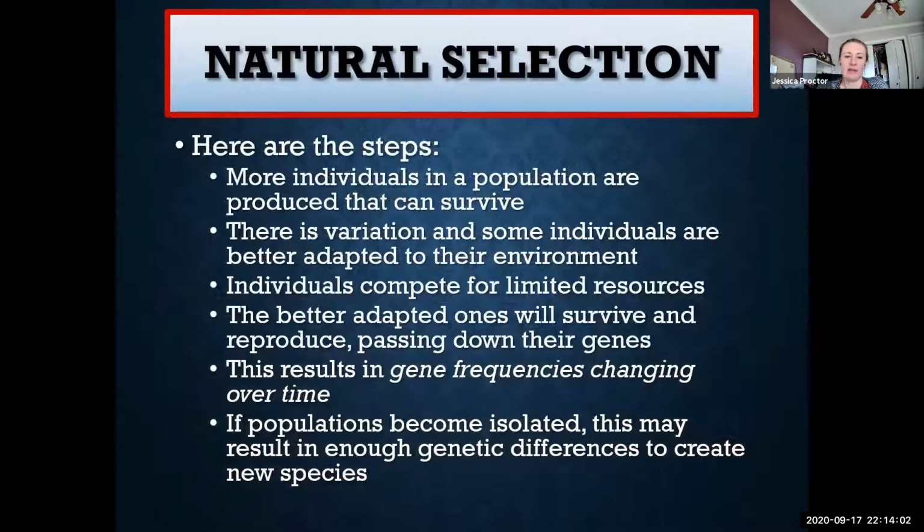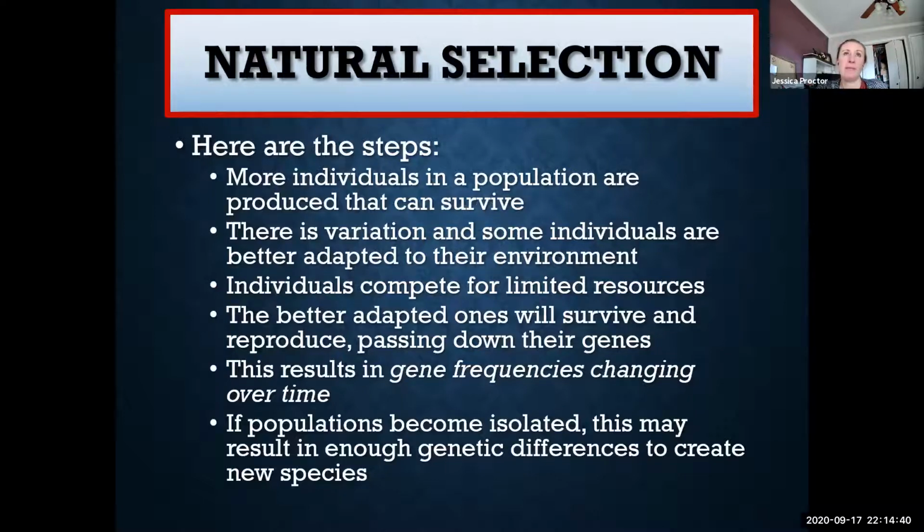All right, so here are the steps of natural selection. It's important to keep in mind, like I mentioned before, that more individuals in a population are produced than can possibly survive. So that's when we start exceeding the carrying capacity. Once they reach that point of crisis, where individuals are starting to starve, there is variation, and some individuals are better adapted to their environment than others. So just envision this very varied gene pool with individuals that have a variety of different traits. Some individuals will possess the traits that give them an advantage.